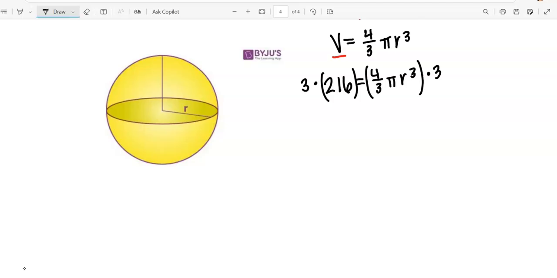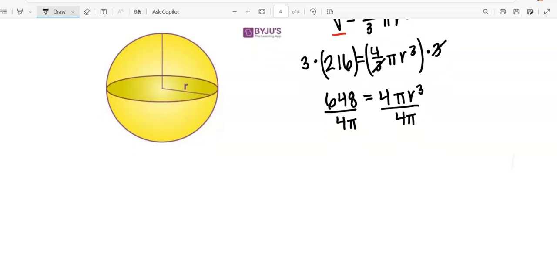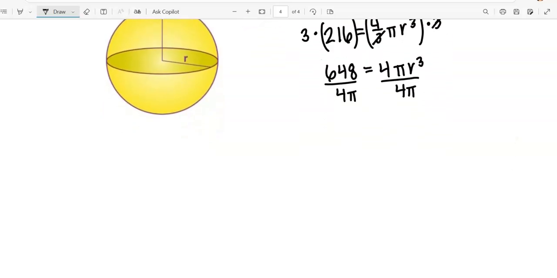216 times 3. 200 times 3 is 600. 16 times 3 is 48. And our 3 here and our 3 here make 1, so that leaves us with 4 pi r cubed. Awesome. Divide by 4, okay. You could. 600 divided by 4 would be 150. 48 divided by 4 is 12, so 162 over pi is equal to r cubed.